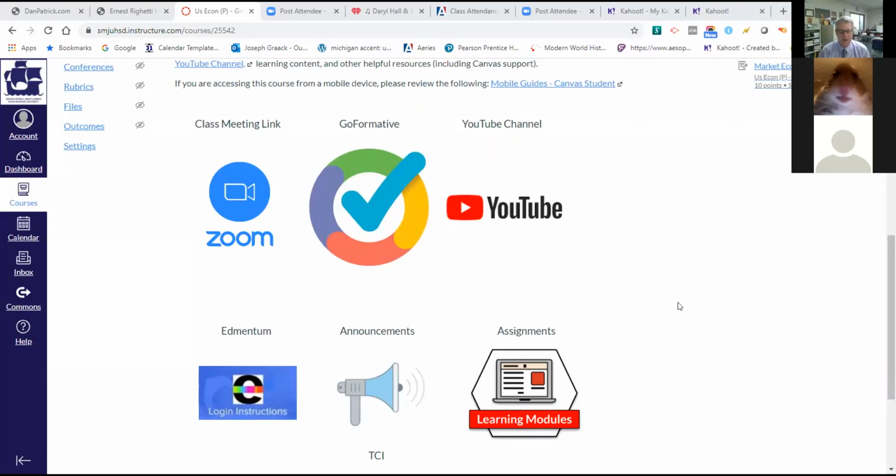Also take a look at your modules and your assignments. Everything is still open. Even what we did the first week of school, August 17th, those two assignments are still open. The 24th, those assignments are still open. Last week's August 31st assignments are still open. Everything is open, I think, at least until this afternoon at 3:15 or Friday at 3:15.